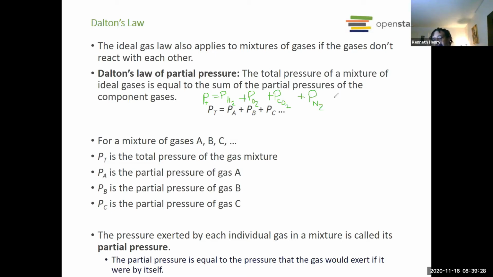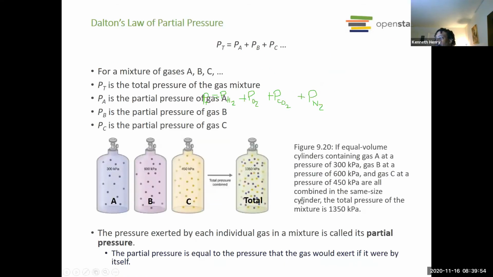Yeah. And that's making an assumption. That's assuming you have an ideal gas mixture, and these guys are not reacting with each other. 2 assumptions, right? Ideal gas, and they're not reacting. Okay? So this is basically just showing you an example of that, right? So if I add up all of the different pressures for all of the different gases, they're going to add up to a total pressure.